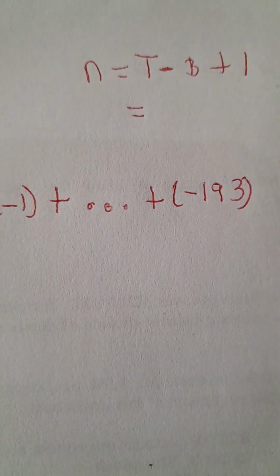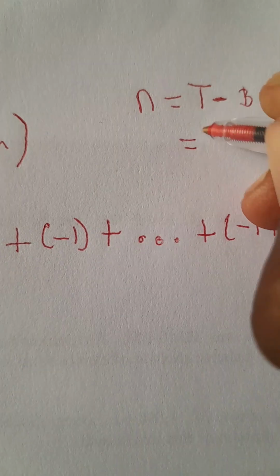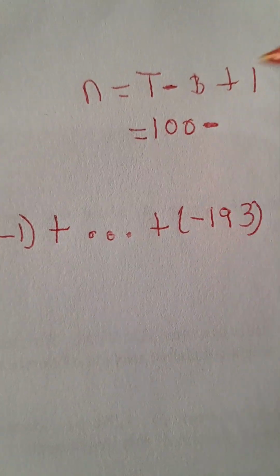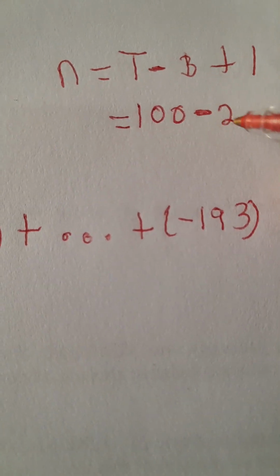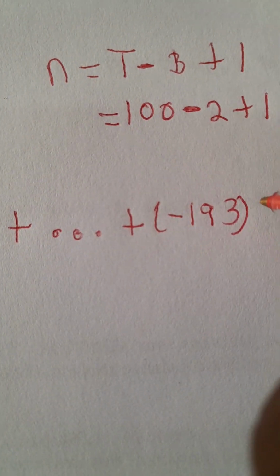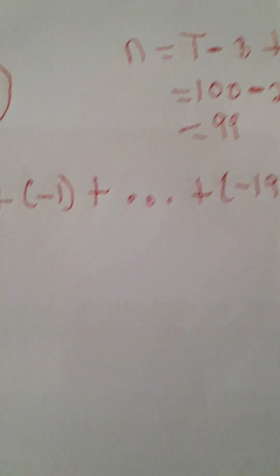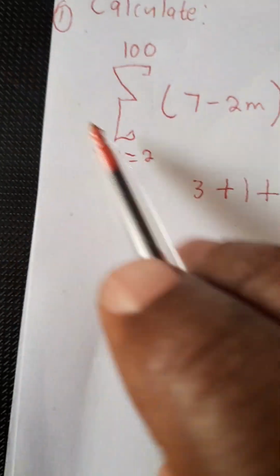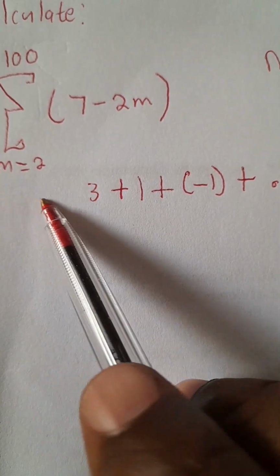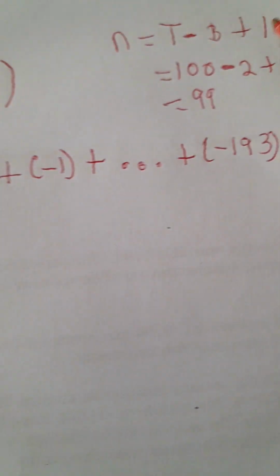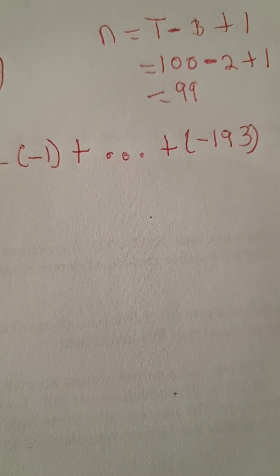All right. What is our top part there? It's 100. So we are going to say 100 subtracted by the bottom part, that's 2, plus 1. We know that 100 minus 2 is 98, plus 1, that will be 99. Specifically, we are calculating the sum of 99 terms, not 100. This is because when the starting point is greater than 1, you can use this number of terms equals top minus bottom plus 1.